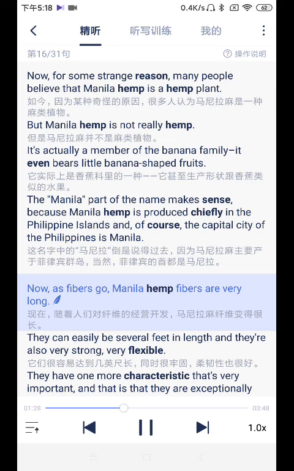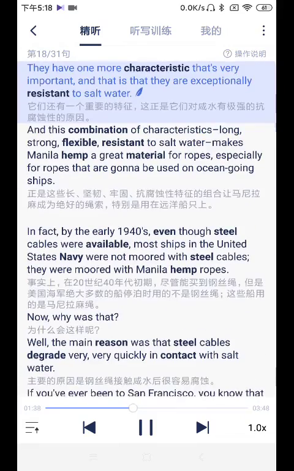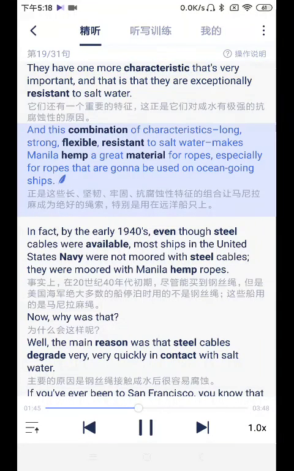Now, as fibers go, manila hemp fibers are very long. They can easily be several feet in length. And they're also very strong, very flexible. They have one more characteristic that's very important, and that is that they are exceptionally resistant to salt water. And this combination of characteristics, long, strong, flexible, resistant to salt water, makes manila hemp a great material for ropes, especially for ropes that are going to be used on ocean-going ships.